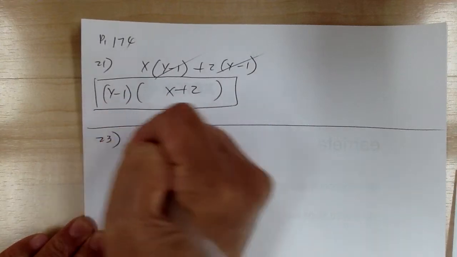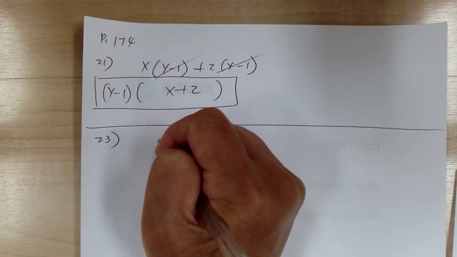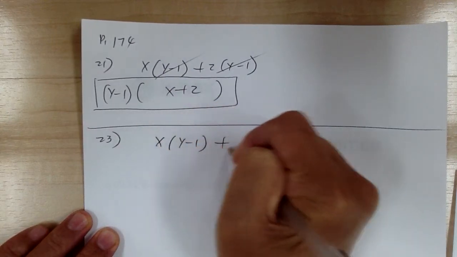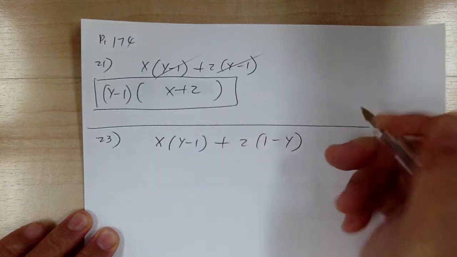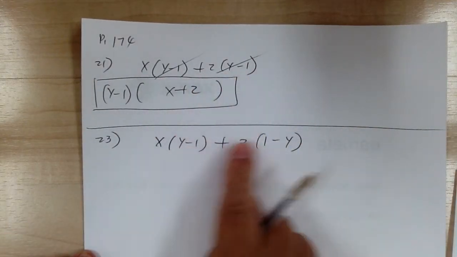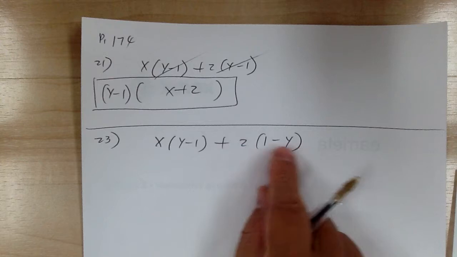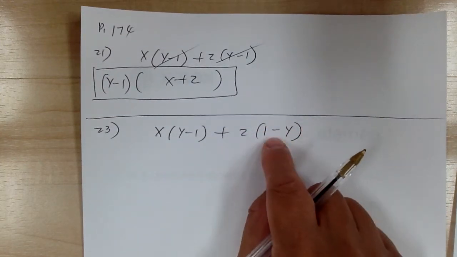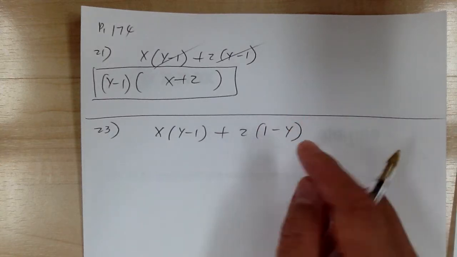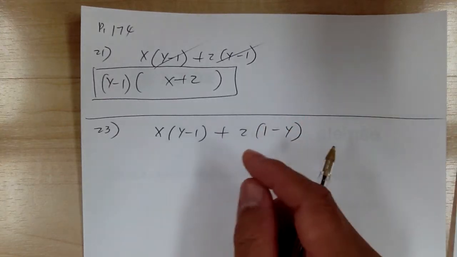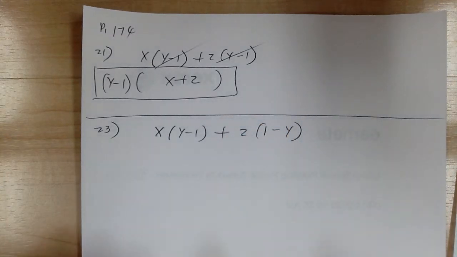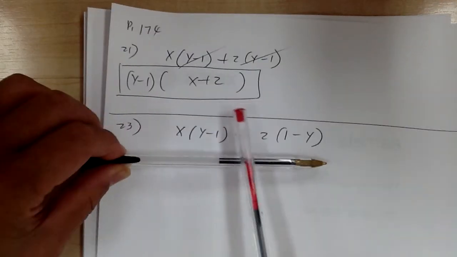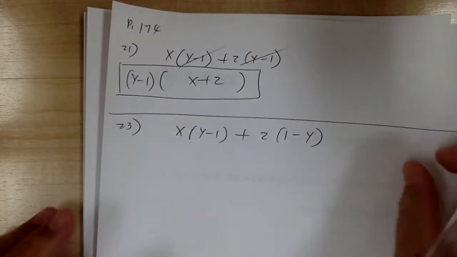Okay, let's go to 23. 23 is very similar, but you have to be careful with 23. You have x times y minus 1 plus 2 times 1 minus y. So now you cannot do it like this over here, because these two are not the same. So notice these are opposite, right? The 2 terms are switched. But because it's subtraction, you cannot just switch the 2 terms. So the way to switch the subtraction is you have to use a negative. A plus sign is made out of 2 negatives, so you can break the positive into 2 negatives.